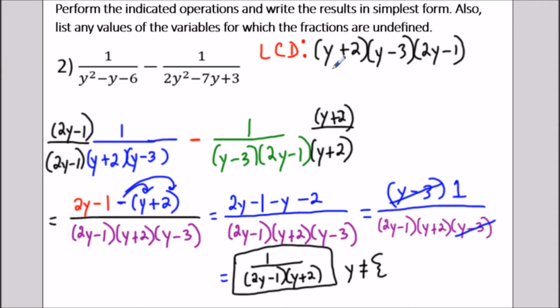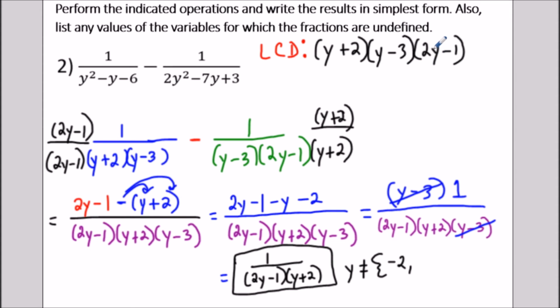So the y values come from the original. Do not say like, oh, y equals 3 is okay because this canceled out. That would be a big mistake. So you're finding the roots of each of the factors from the original expression. So the factors here, y plus 2 will give you a root of negative 2. And that would make the original expression undefined. So we have to include that in our list of y values that we can't use.